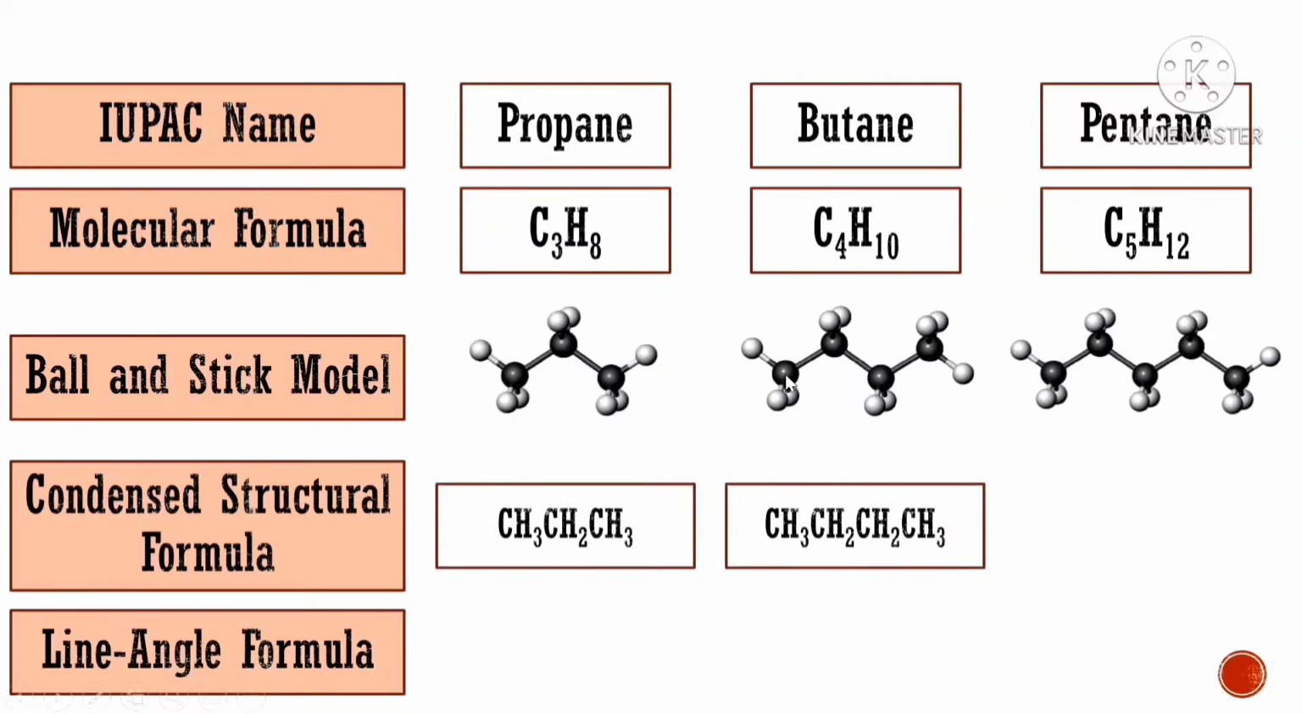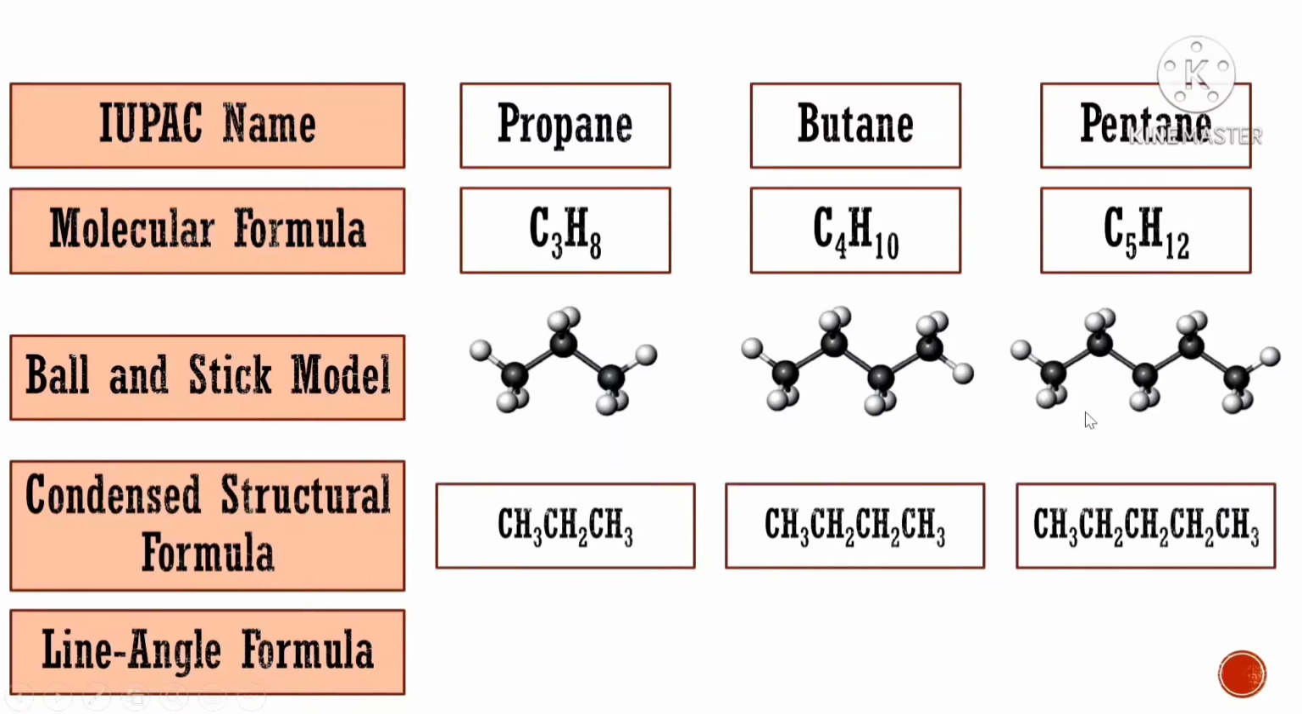For butane, this is CH3, CH2, CH2, CH3. For pentane, we have CH3, CH2, CH2, CH2, and finally CH3. It is very important to note that every carbon atom has 4 bonds, whereas every hydrogen atom has only 1 bond.